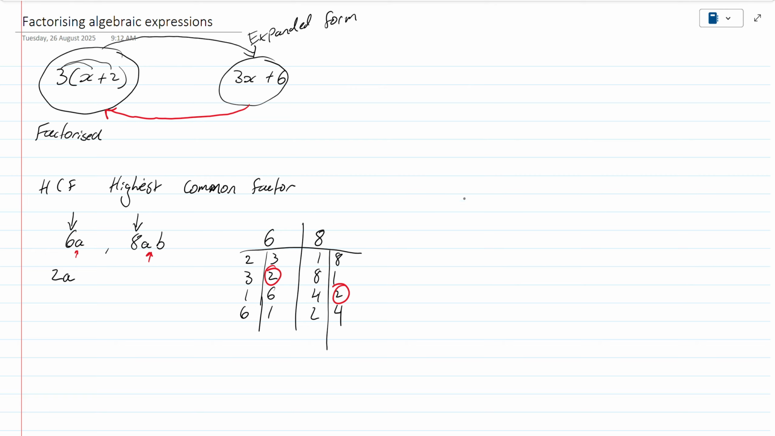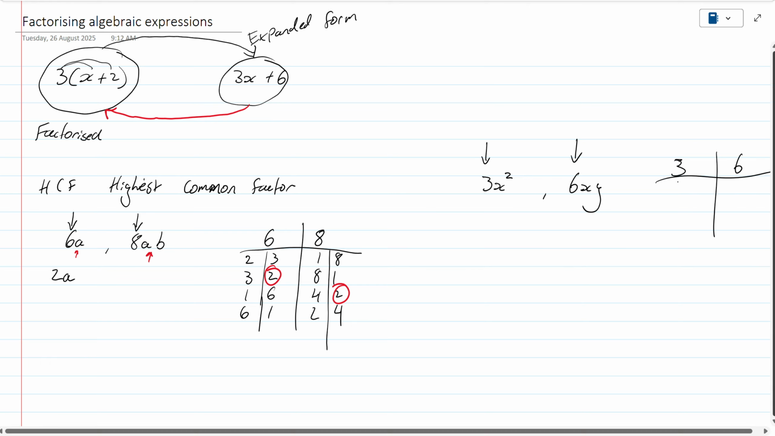If we look at something a little bit more complicated like 3x squared and 6xy. The coefficients of 3 and 6 should be pretty straightforward. The highest common factor is going to be 3. And if you were to draw your factor tree, it'd be a pretty short one: 1 and 3, 1 and 6, 2 and 3. So it's quite obvious that 3 is your highest common factor.